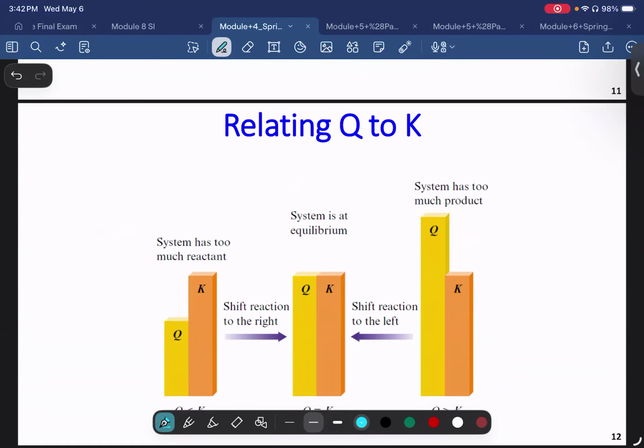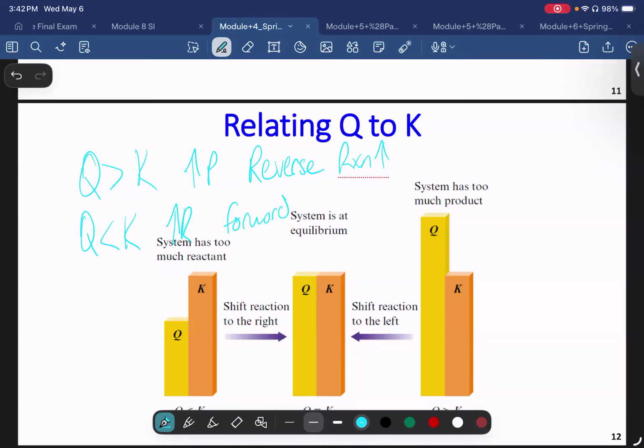Basically you have to compare Q and K. If Q is greater than K, there's more products than reactants, and so you're going to favor the reverse reaction. If Q is less than K, there's more reactants, and you're going to favor the forward reaction. You could think about it a little bit like Le Chatelier's principle.